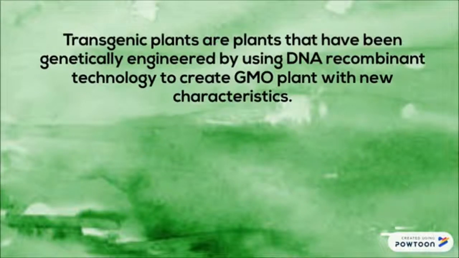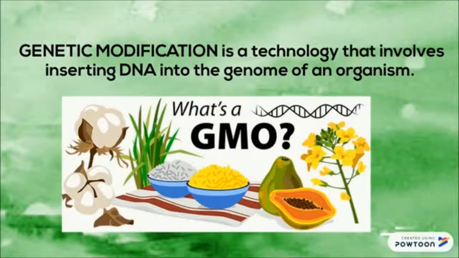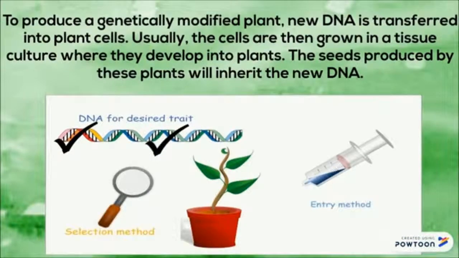Transgenic plants are plants that have been genetically engineered by using recombinant DNA technology to create GMO plants with new characteristics. Genetic modification is a technology that involves inserting DNA into the genome of an organism. To produce a genetically modified plant, new DNA is transferred into plant cells. Usually, the cells are then grown in a tissue culture where they develop into plants. The seeds produced by these plants will inherit the new DNA.